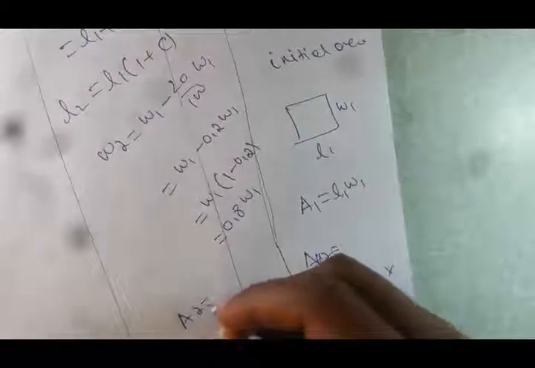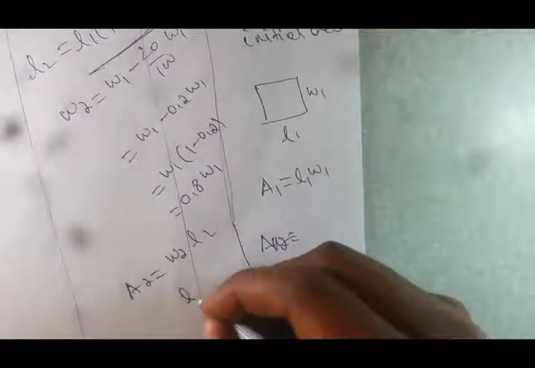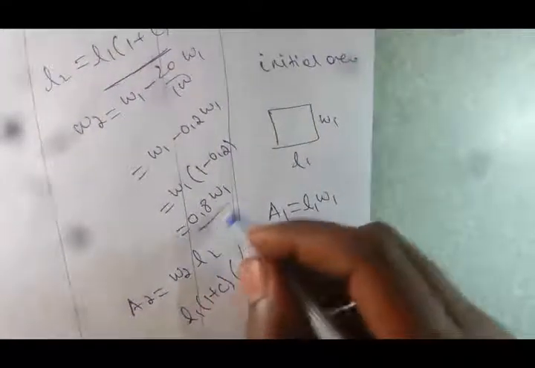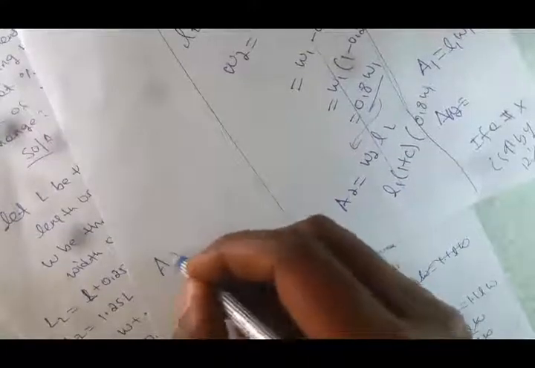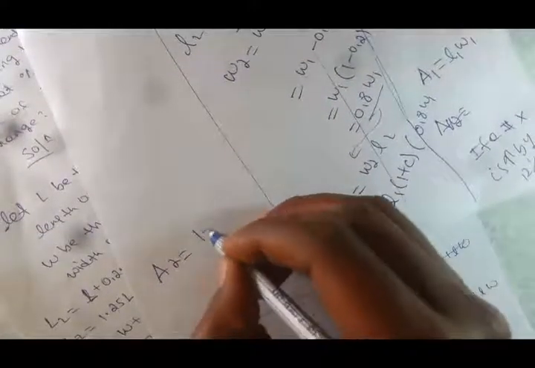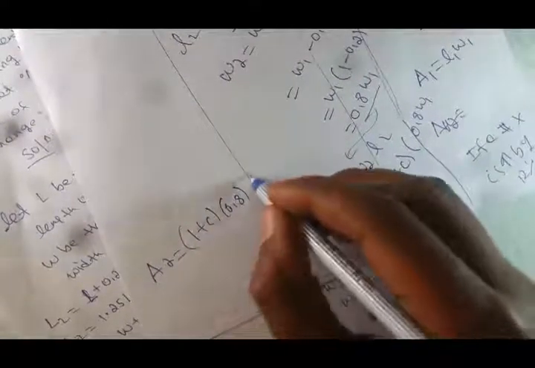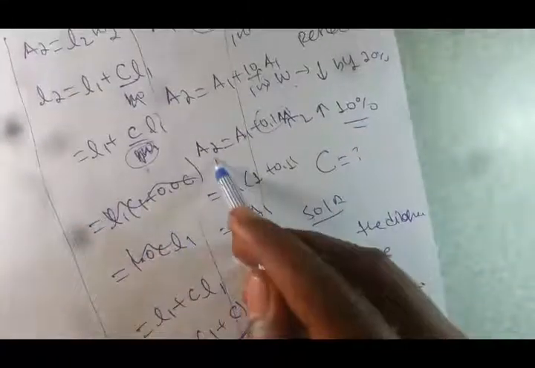And A2 is equal to W2 times L2, and L2 is L1 times (1 plus C), and W2 is 0.8 times W1. Therefore, A2 is equal to (1 plus C) times 0.8 times L1 times W1. And we already know A2 from the first equation: A2 is equal to 1.1 times A1.